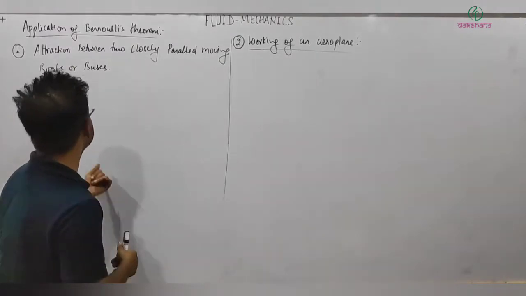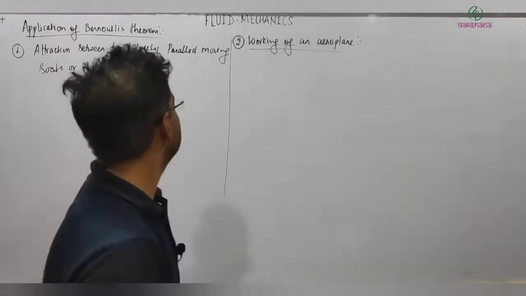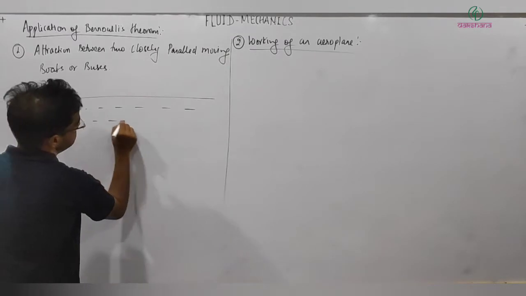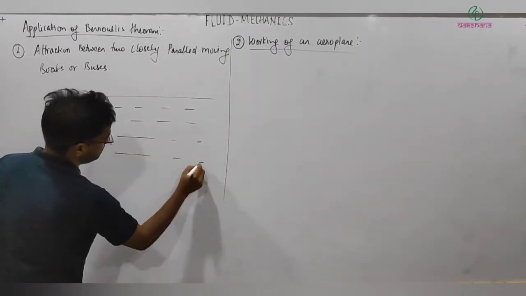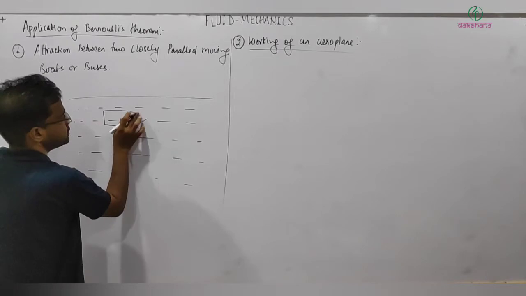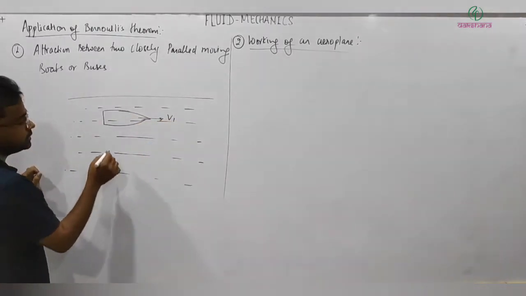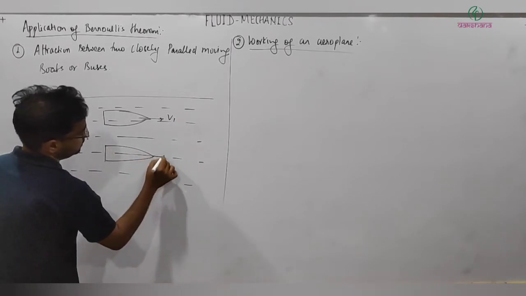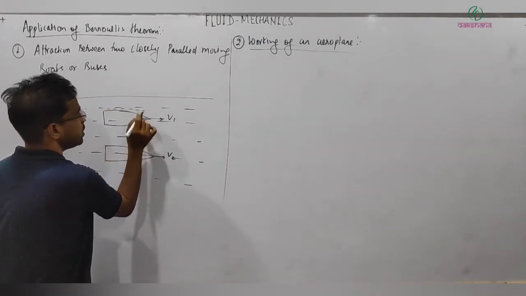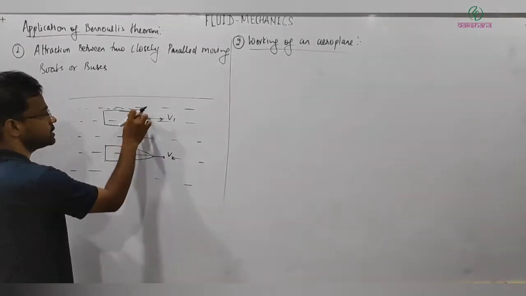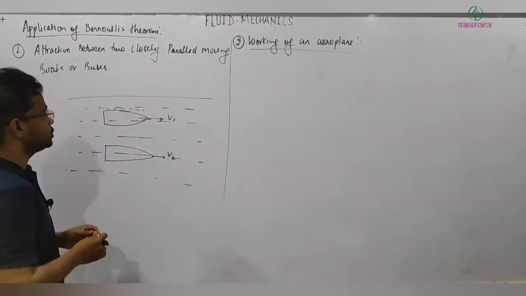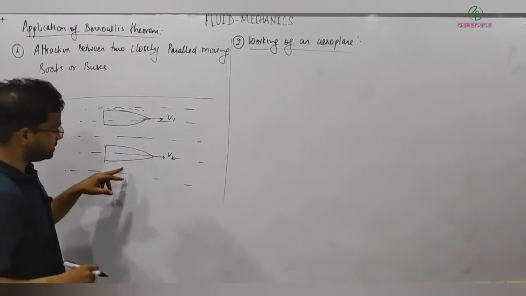Let's continue. Here is an application: attraction between two closely parallel moving buses or boats. Let's consider this is a river, and boats are moving parallel in the river. Let's say this is one boat moving with some velocity v1, and another boat here moving with some velocity v2. Just forget about the other boat. The fluid layer in close contact with the boat will have high velocity compared to the fluid layer which is comparatively away from the boat. So here velocity will be higher, and similarly in this region.